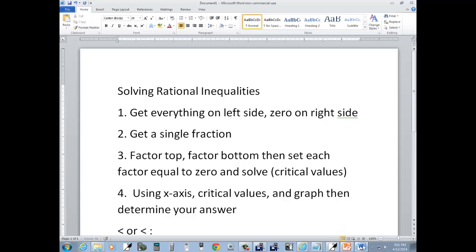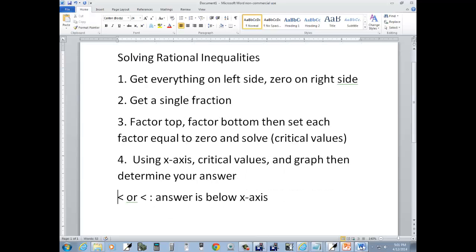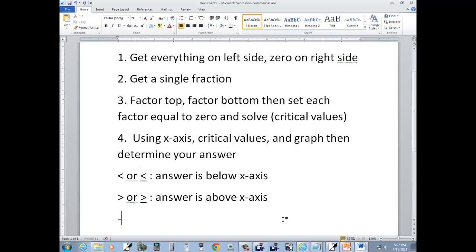Less than or less than or equal to, your answer is below the x-axis. If you have a greater than or equal to, your answer is above the x-axis. If you have a less than or greater than, you're going to use parentheses. If you have a less than or equal to or greater than or equal to, you'll use brackets.